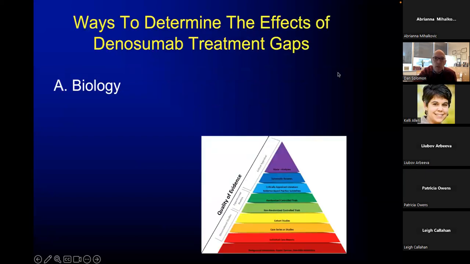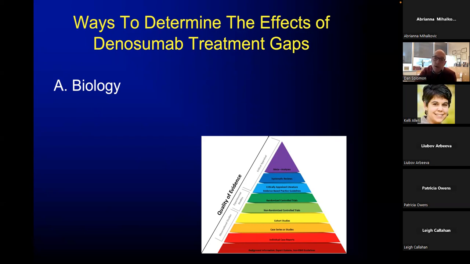So again, ways to think about the effects of denosumab treatment gaps. And I put here quality of evidence because, at the top of that pyramid is meta-analyses of randomized trials. We might do a systematic review of randomized trials. We might think about an evidence-based guideline. Most of us who have been involved in guidelines know that the evidence is often pretty low quality. Many rheumatology guidelines, unfortunately, are very low quality.